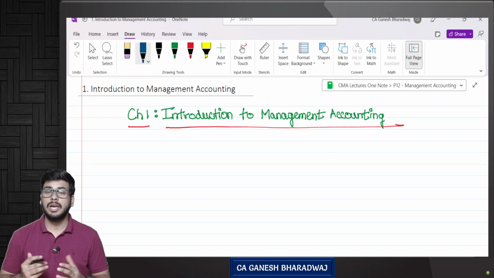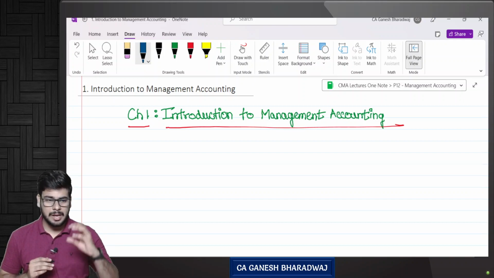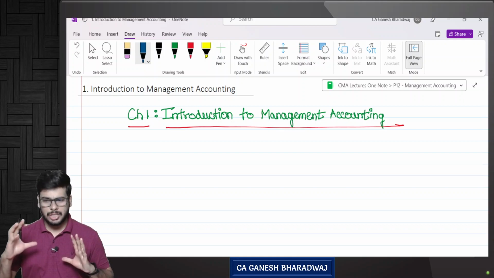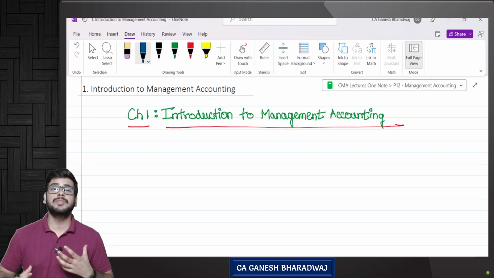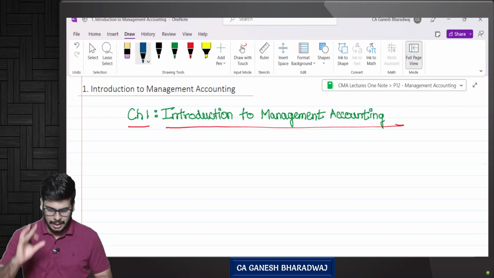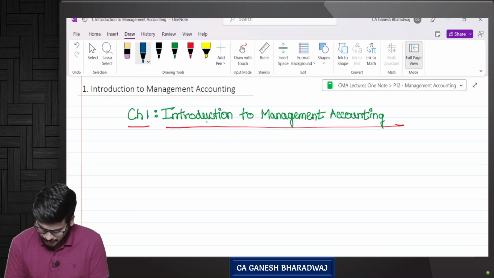So on that note, let's get started. Now, what is the name of this subject? Management accounting. So basically, by the word itself, you know that this has something to do with accounting, correct? Now, accounting, let me just broadly classify accounting.